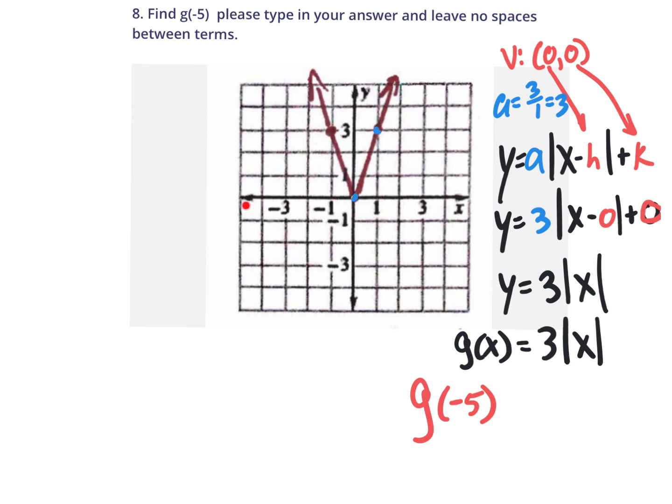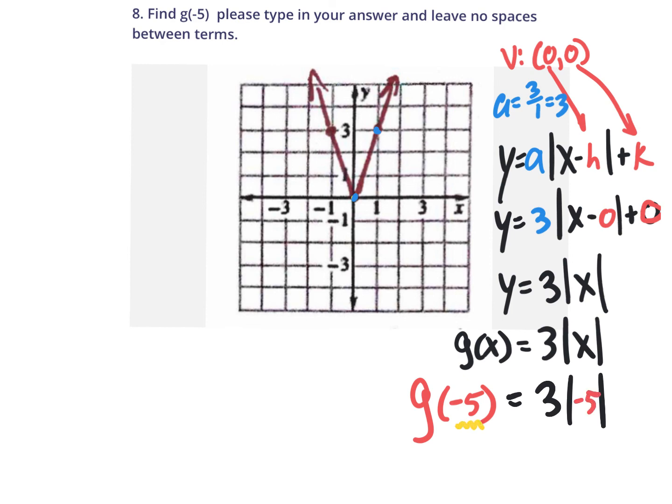But what's g of negative 5? That's going to be way up there off this graph. So I need to do it algebraically. Here's my function. Let's do it algebraically. What do we have here? We have equals 3 times the absolute value of x, and they're telling us to plug in that negative 5. So we're going to plug in that negative 5 right there.